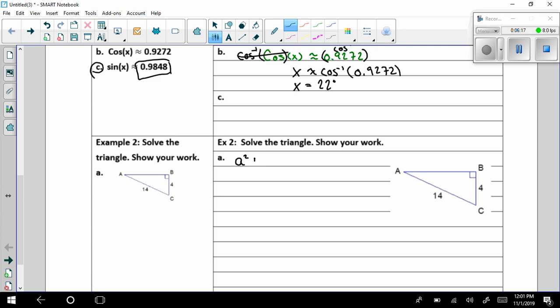So we have a squared plus b squared is equal to c squared. All right, so this side is your c. This is either a or b. So we have 4 squared plus b squared equals 14 squared. 14 squared is 196. 4 squared is 16.